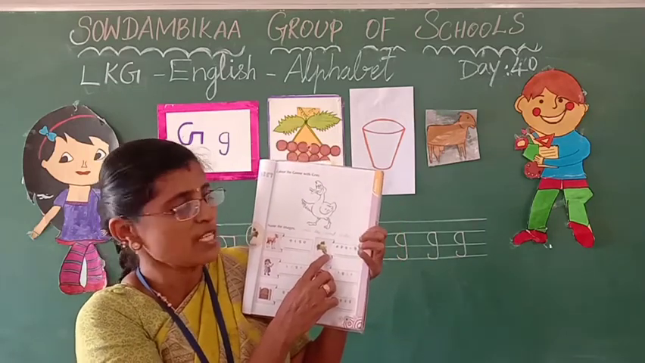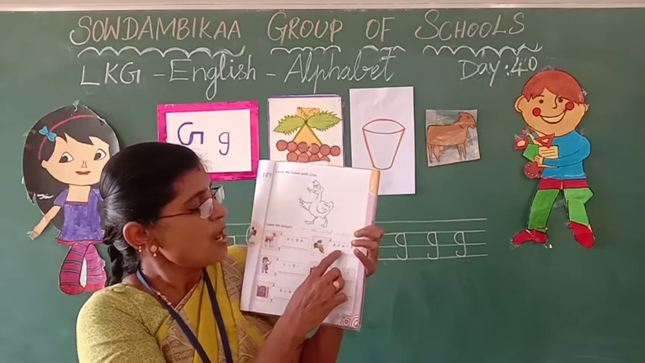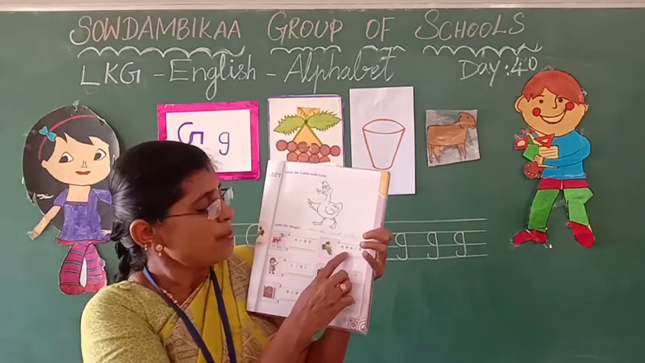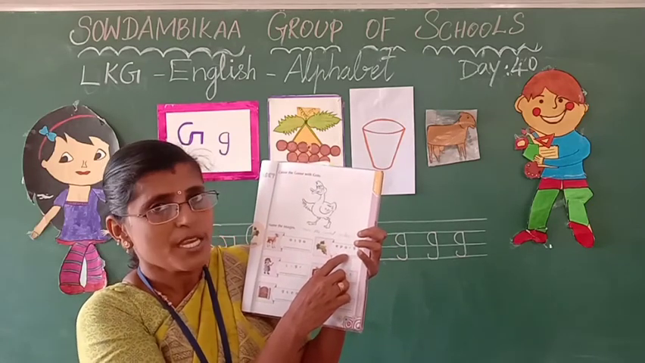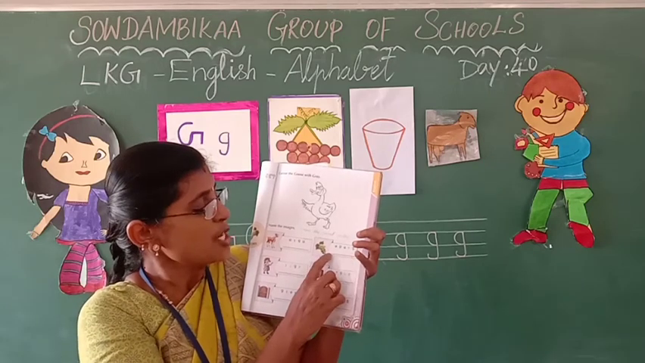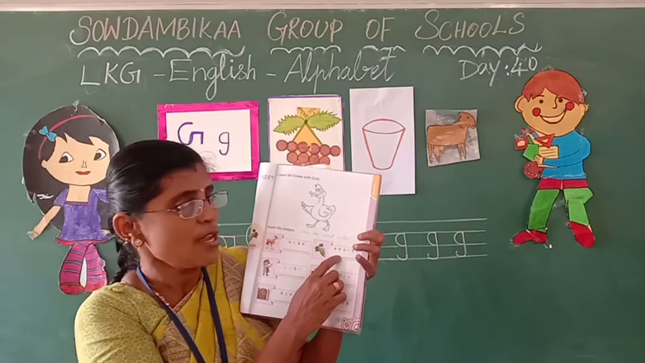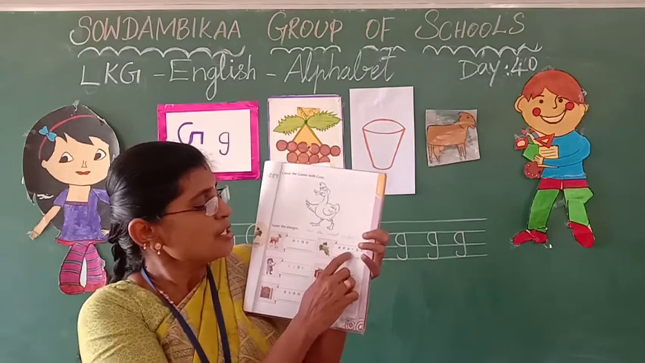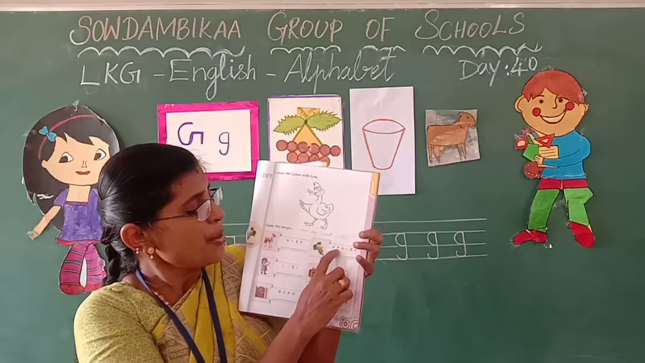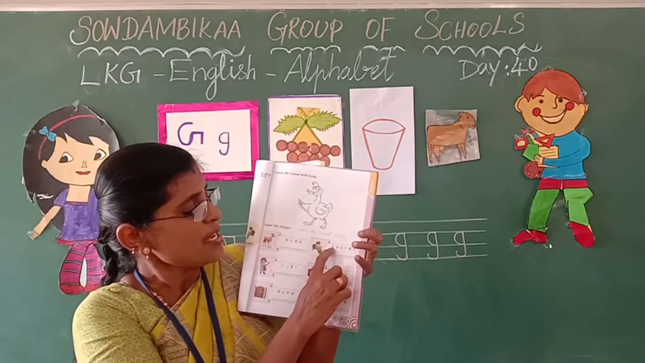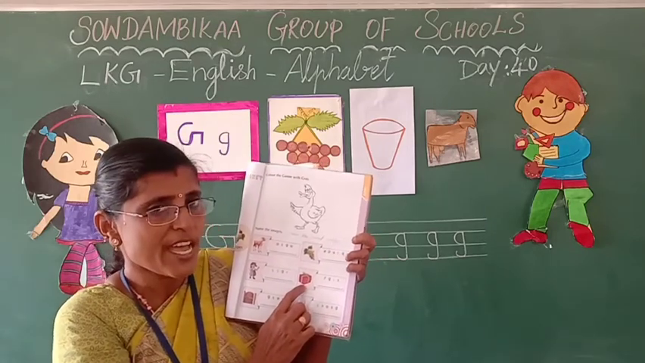What is this picture? Grapes. Grapes. First letter G, R, A, P, E, S. Grapes. What is this picture?